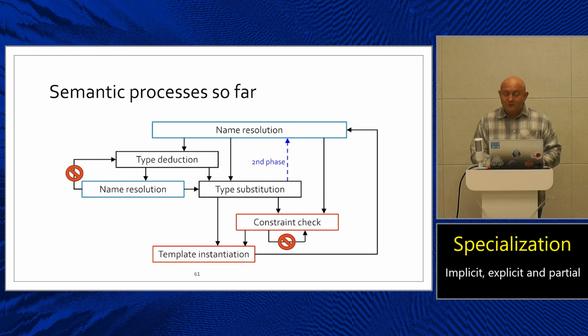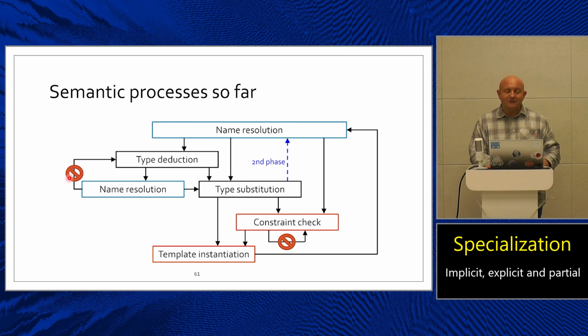And now we know a lot about our semantic process. Let me show you. We are starting with name resolution. Aliases vanish somewhere here, and we might proceed to type deduction or to type substitution. After type substitution, the second phase of name lookup may happen. After type deduction, type substitution may happen. In the process of type deduction, second overload resolution may happen, but not returning to type deduction.